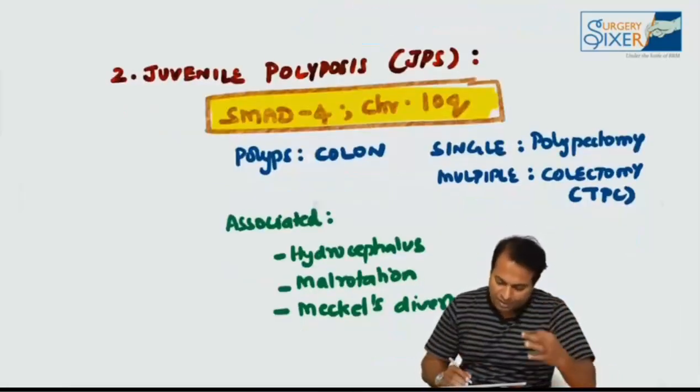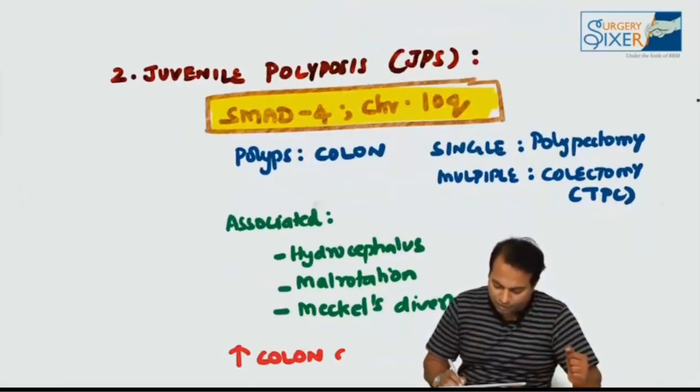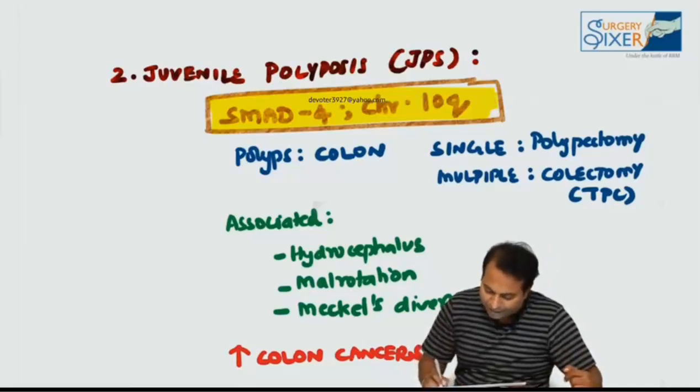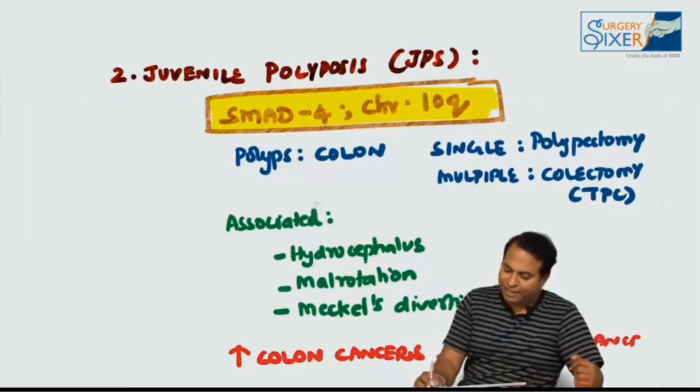They have increased risk of colon cancers. Increased risk of colon cancer is seen in these patients. Please don't forget they have risk of colon cancers. There is even a risk of pancreatic cancer, like Peutz-Jeghers syndrome. There is also a risk of pancreatic cancer seen in JPS.